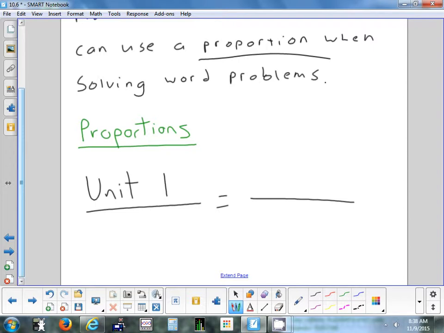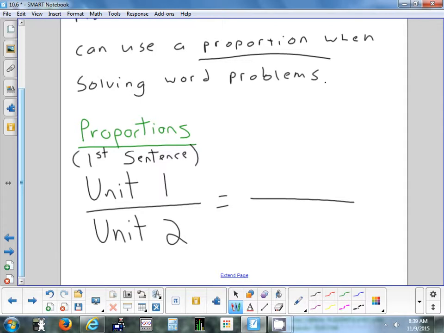Usually in the first part of the problem, you're going to get unit 1 and unit 2. You might get miles per hour and hours. You might get amps and volts. You might get whatever kind of unit of measure it is. So we get unit 1 over unit 2. This usually comes from the first sentence. You're going to be given both types of units you're going to be dealing with in your problem.